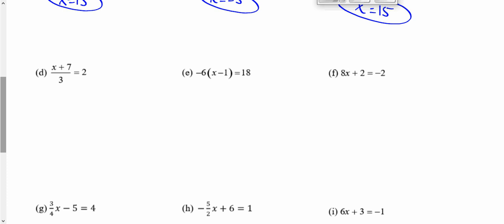Negative 1. Yep, so this one here, I want to undo dividing by 3. Can multiply both sides by 3, right? Because they'll cancel. And then what now? Subtract 7 from both sides, and I got x equals negative 1. All right? How about for E?